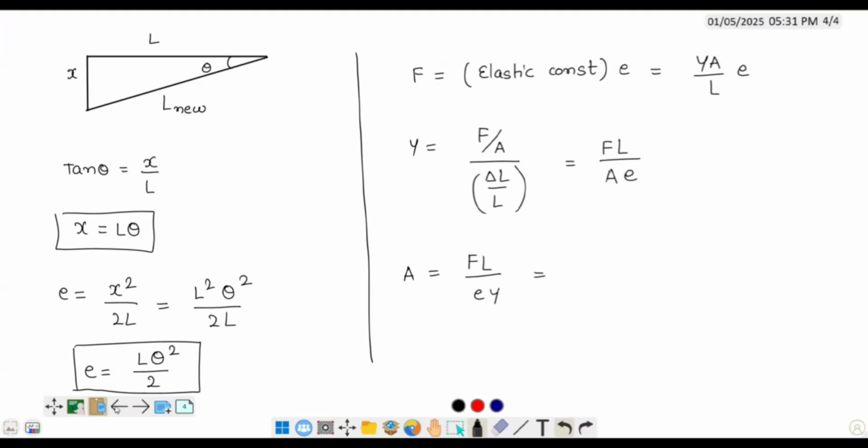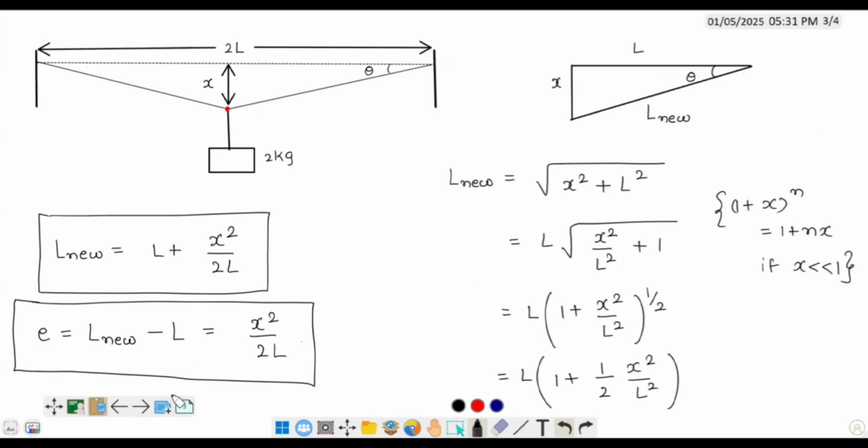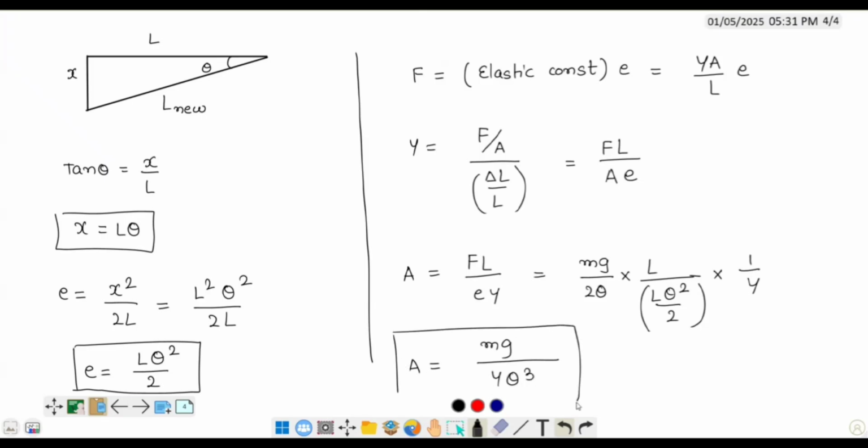Now let us substitute everything that we know. We got force equals mg by 2 theta. Length is L, divided by elongation, which we got as L theta square by 2. And finally, we got 1 by Y. So the area of cross section is simply mg. L we can cancel, 2 we can cancel, mg by Y theta cube. So we ended up with this expression, A equals mg by Y theta cube.